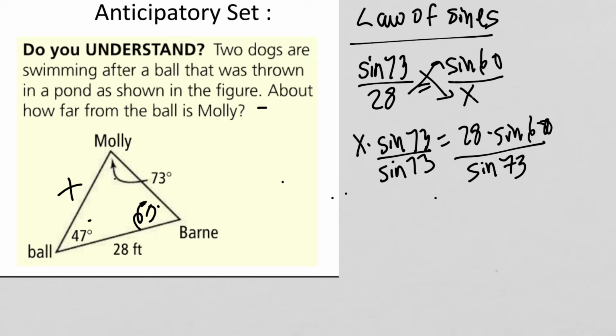So this is what I'm going to be putting in the calculator. Pause the video and see if you get the same answer. Okay, so I get the distance of the ball from Molly is 25 feet.